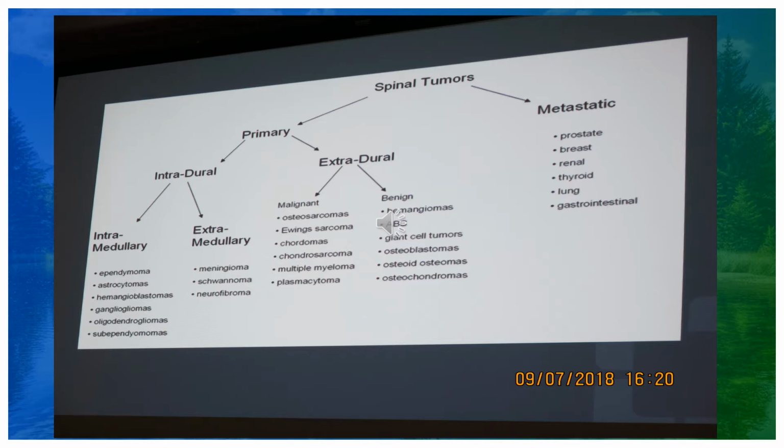Classification of spinal tumors: they are either primary or secondary, metastatic. Primary spinal tumors, as we said, can be extradural or intradural. Extradural, again, are classified into benign or malignant. Extradural primary tumors include hemangiomas, aneurysmal bone cyst, giant cell tumor, osteoblastomas, osteoid osteomas, and osteochondromas.